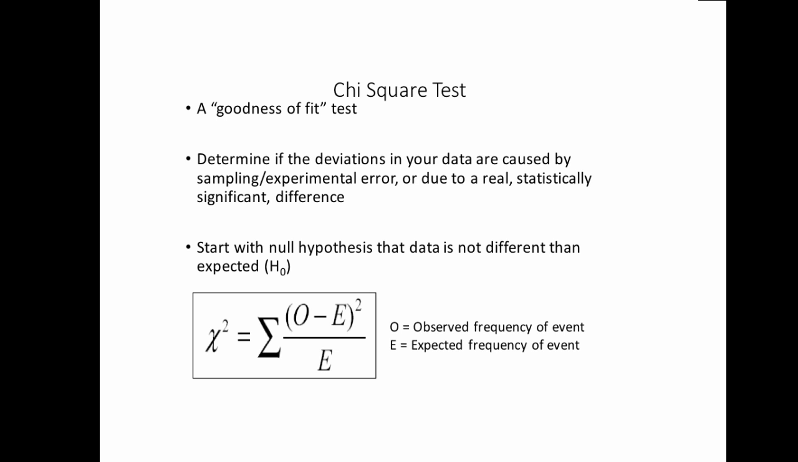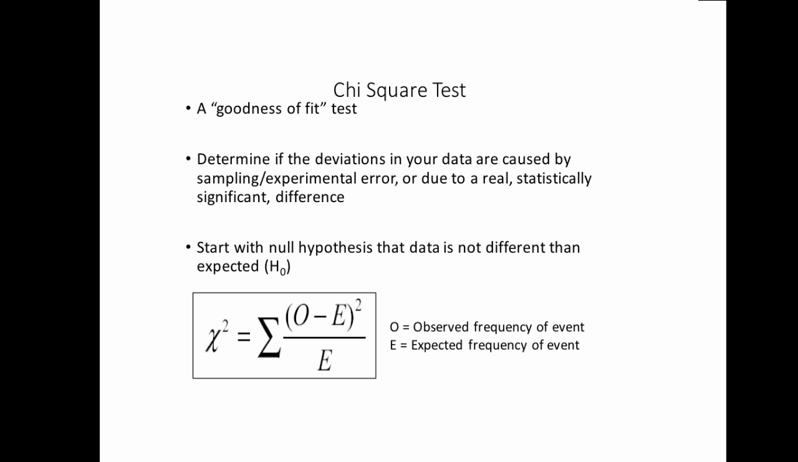And I'm showing you here the formula for how you calculate chi-squared, where it's the sum for all events of the observed frequency of a given event minus the frequency you would expect for that given event, squared, divided by the frequency you would expect for that given event.